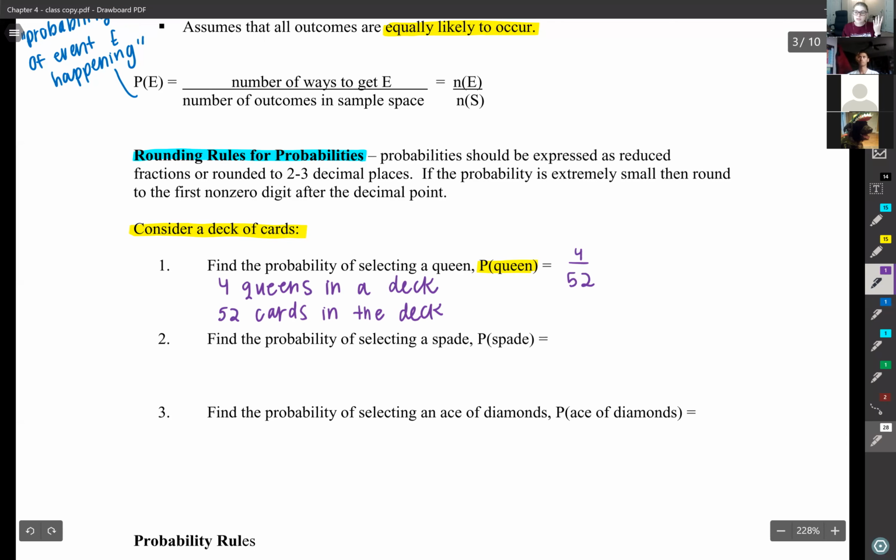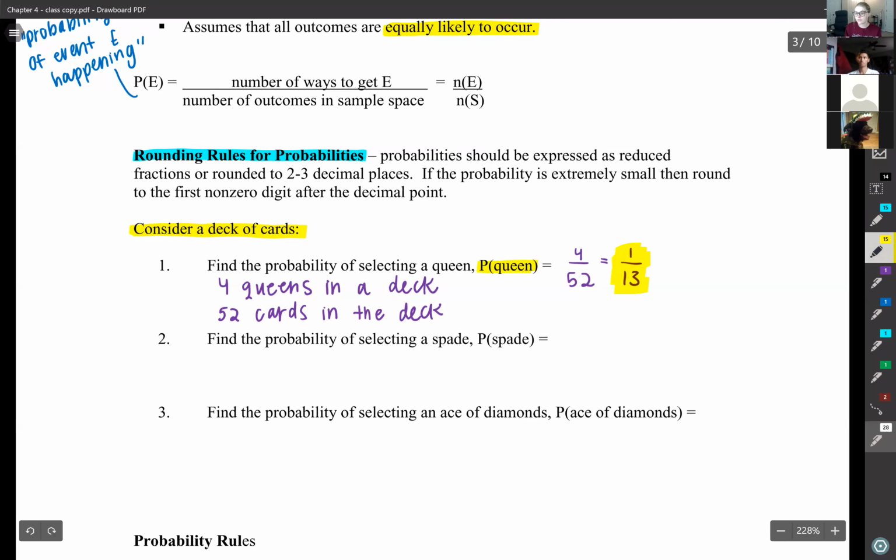Because there are 4 ways that you could draw a queen, and there are 52 possible outcomes. If I draw one card out of the deck, there are 52 possible things I could draw, but 4 of them are queens. So there's a 4 out of 52 chance that I pull a queen out. I will say, please reduce your fractions. So this reduces to 1 over 13.